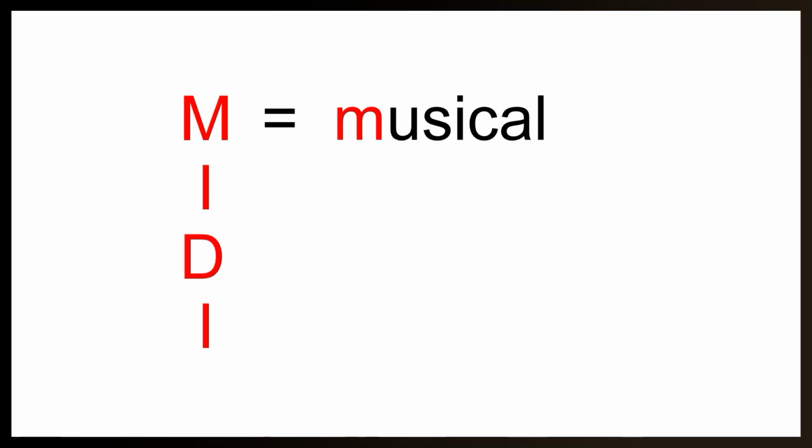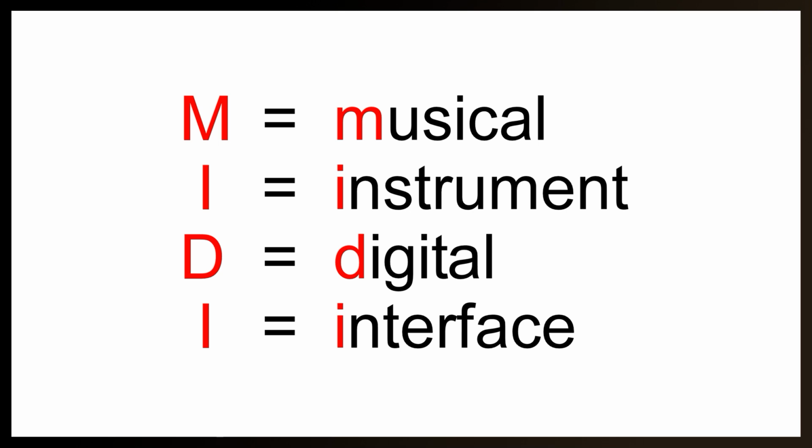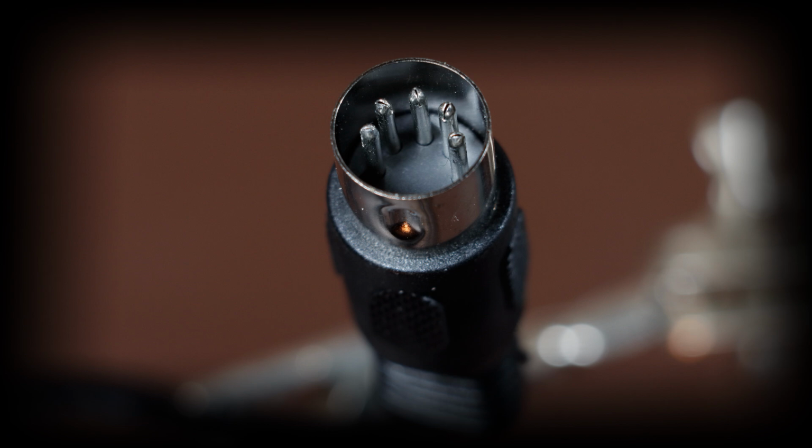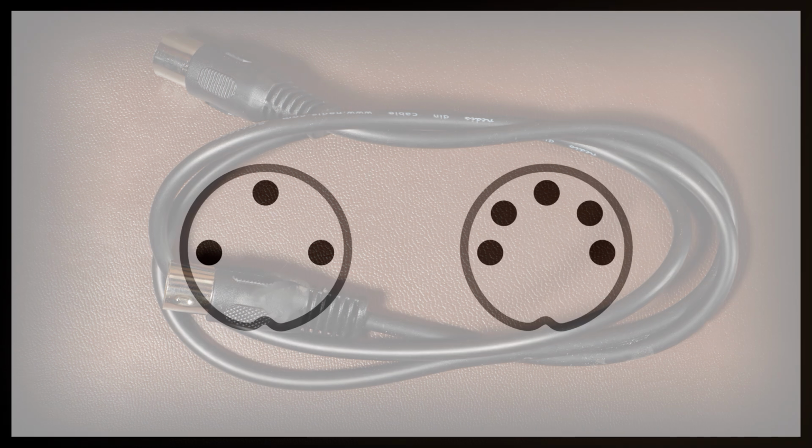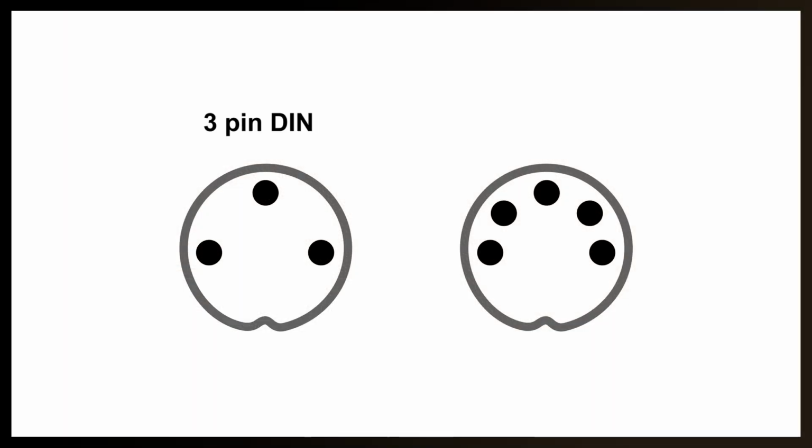MIDI stands for Musical Instrument Digital Interface, and the original MIDI was based around the hardware, which was a 5-pin DIN connection. And the DIN connection was used because it had been used with audio equipment for many years. And it actually started with 3 pins in the early 1950s for mono equipment. But as stereo equipment became far more common at the end of the 1950s and into the 1960s, the 3-pin DIN evolved into the 5-pin DIN, so it could be used with stereo equipment.